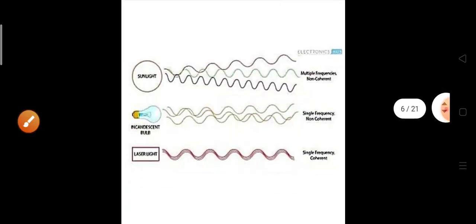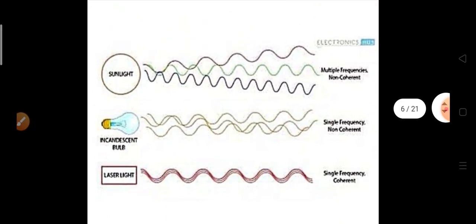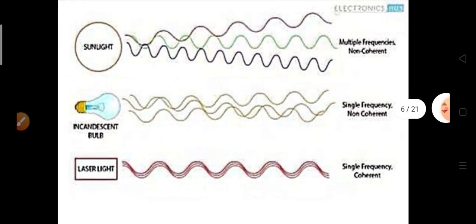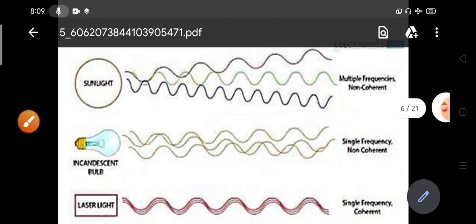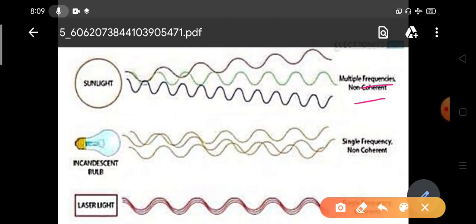Now look at the sources which give us monochromatic or polychromatic waves. This is sunlight. Sunlight gives us multiple frequencies, non-coherent polychromatic light. This is the incandescent bulb, so single frequency but non-coherent, like a sodium lamp. If a sodium lamp is glowing, the light will be yellow in color.